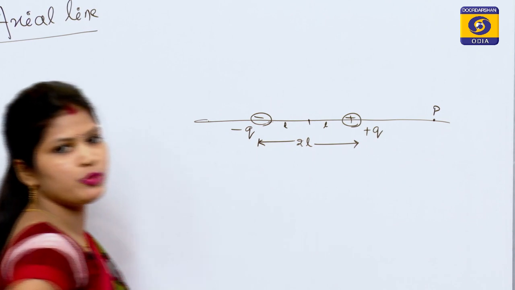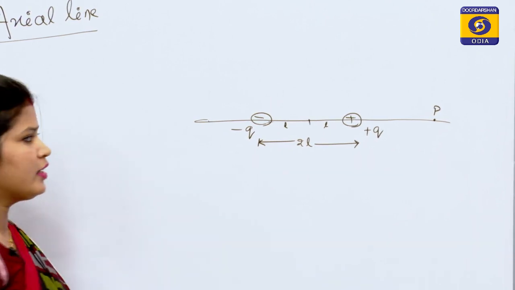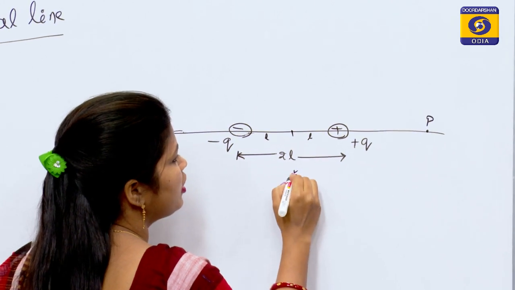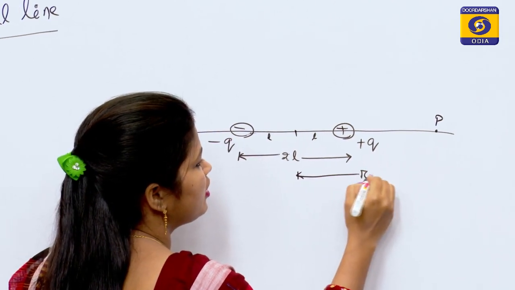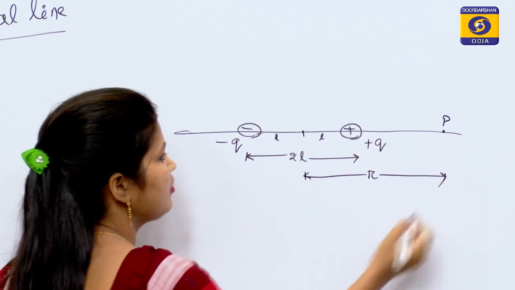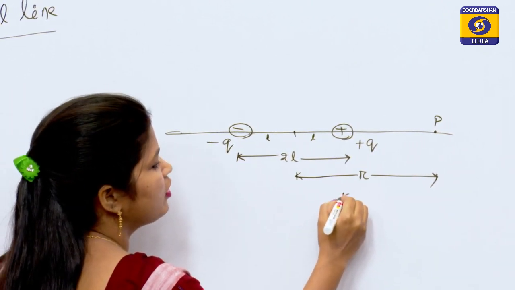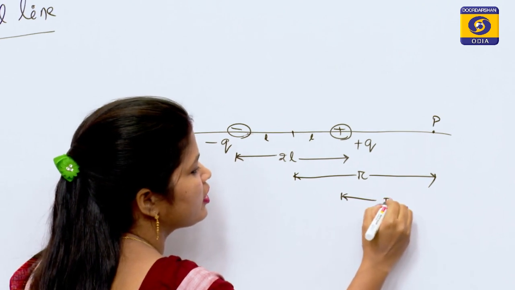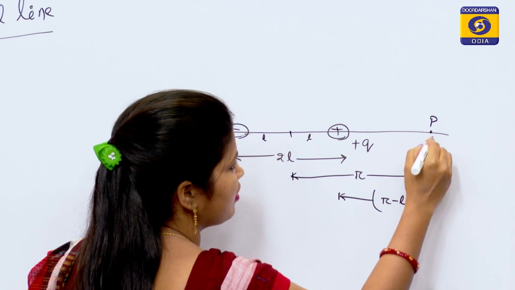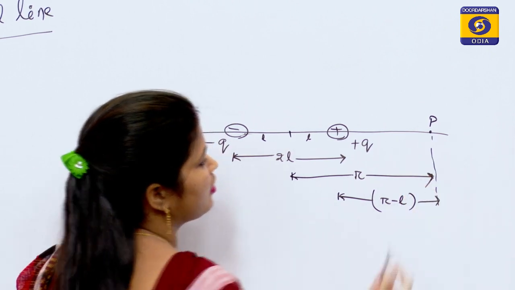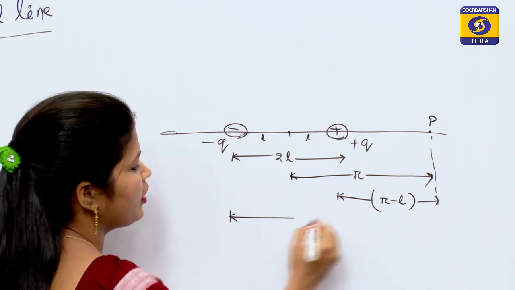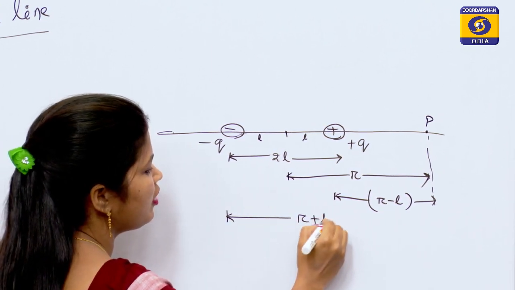Here we wish to find electric field intensity at that point. From the center of the dipole to the point of observation, the distance is r. From plus q to point P, the distance is r minus L, and from minus q to point P, the distance is r plus L.